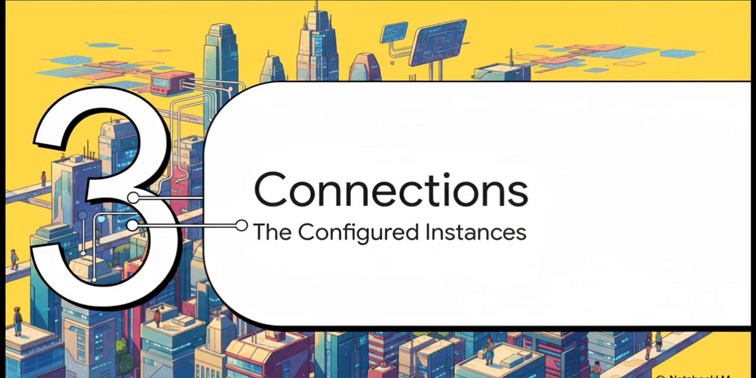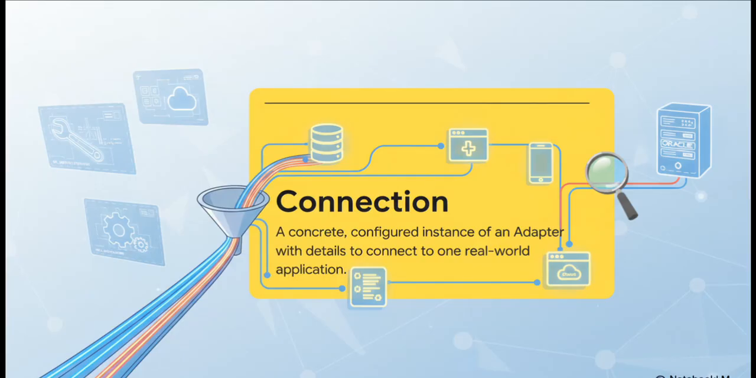Okay, so if the adapters are the blueprints, what about the actual houses we're building? Well, that brings us to the other side of the coin, the connections. These are the configured instances. A connection is what you get when you take one of those adapter blueprints and you start filling in the blanks. You're adding all the specific details. Suddenly, it's not a generic template anymore. It's a solid, concrete configured link to one single real-world application.